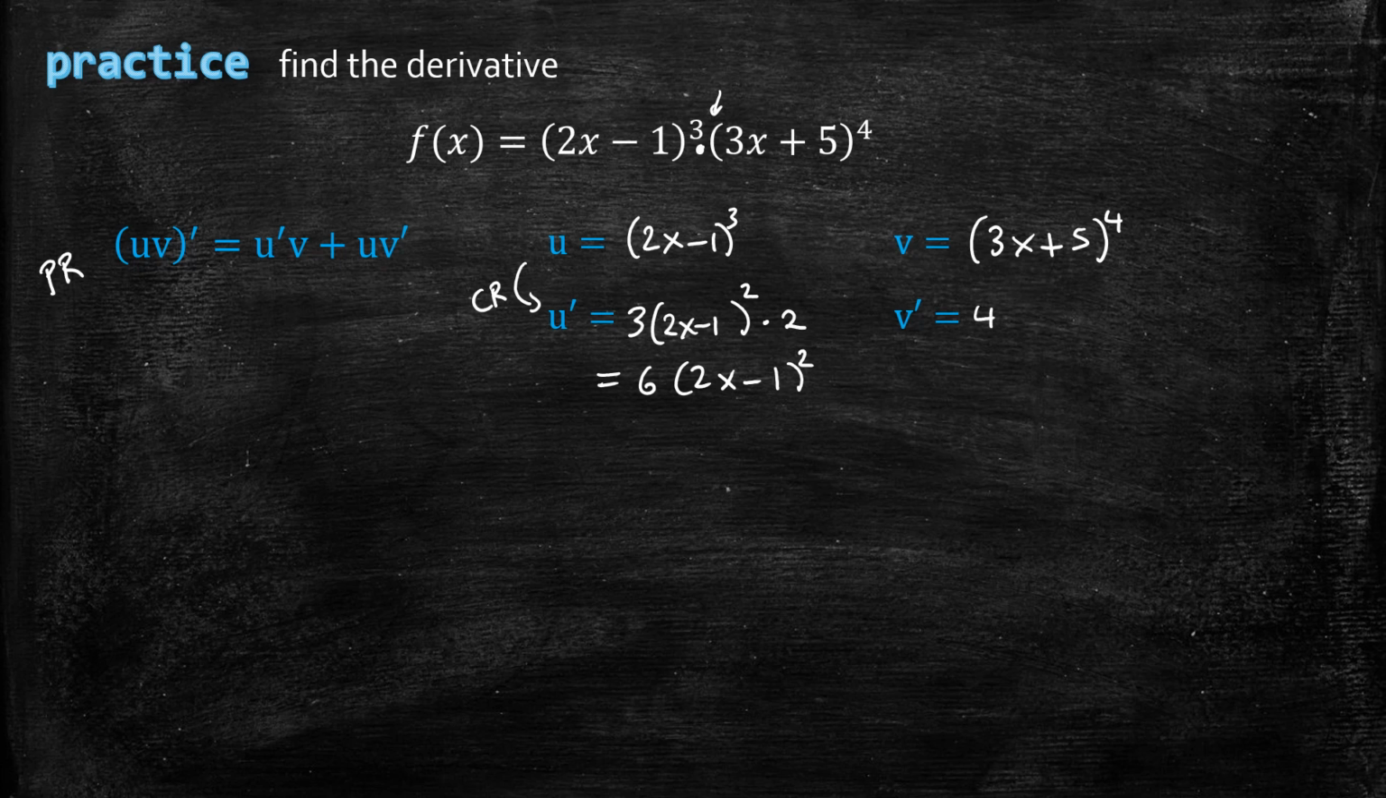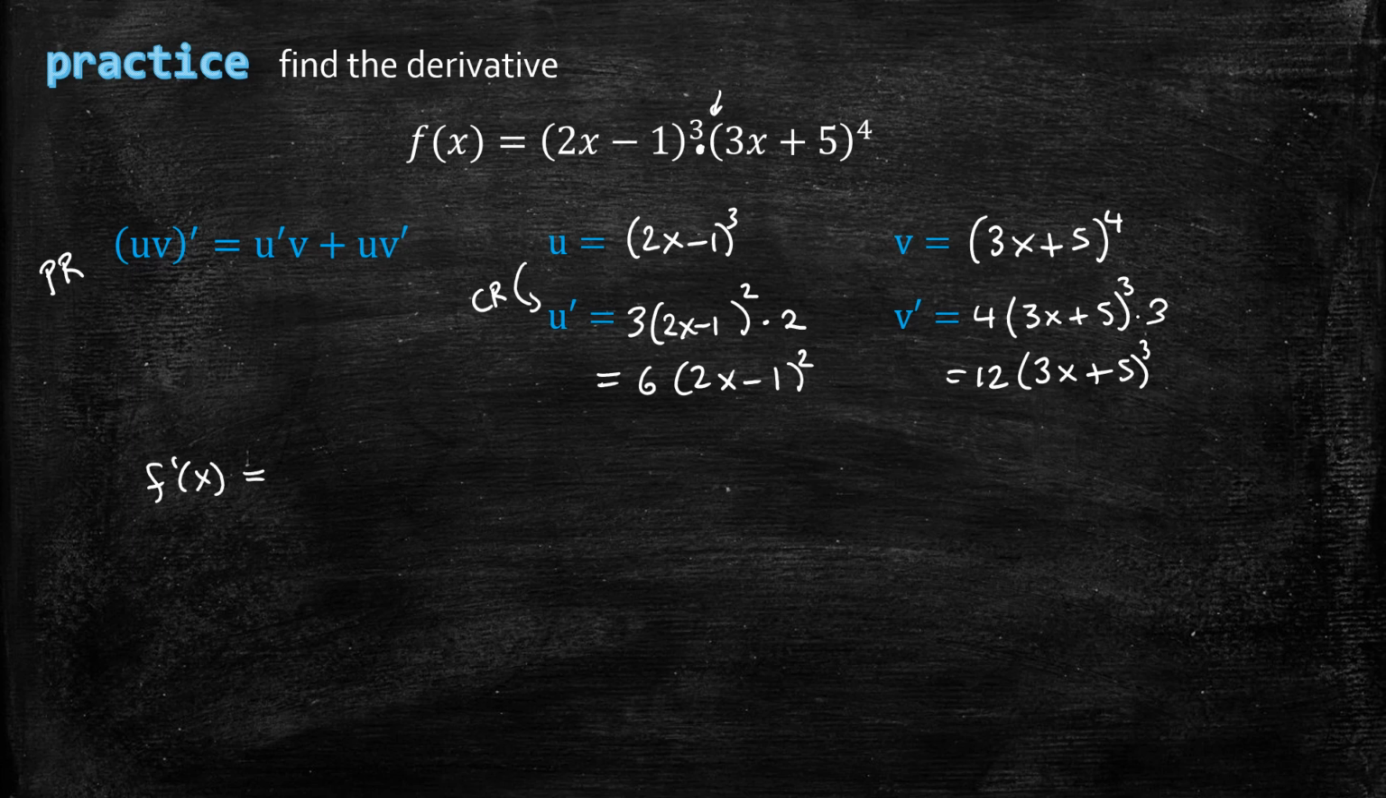Similarly for v prime, 4 times the quantity cubed times the derivative of the inside function, which is 3. And that leaves us with 12 times this quantity. So now we can apply the product rule.